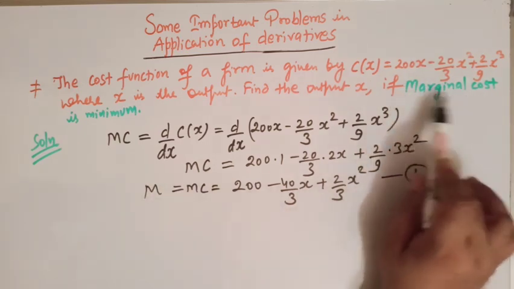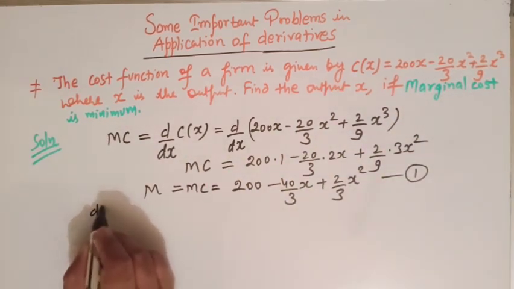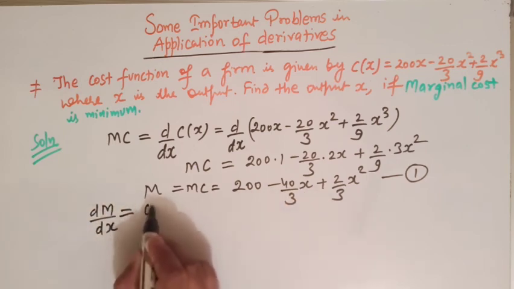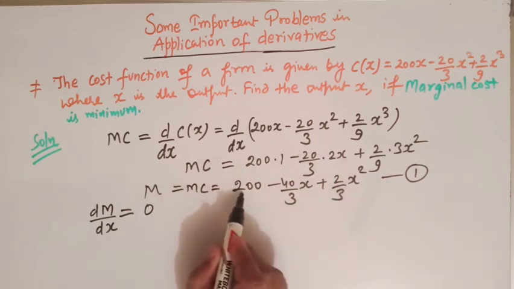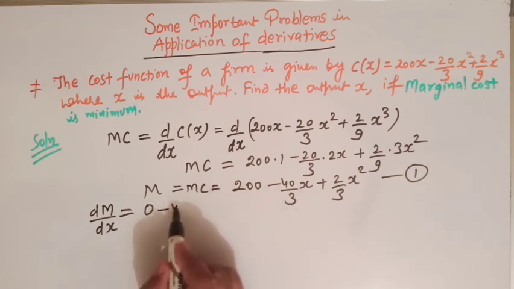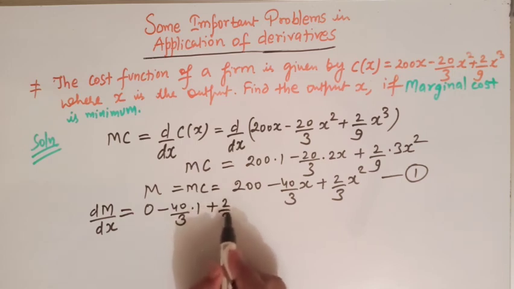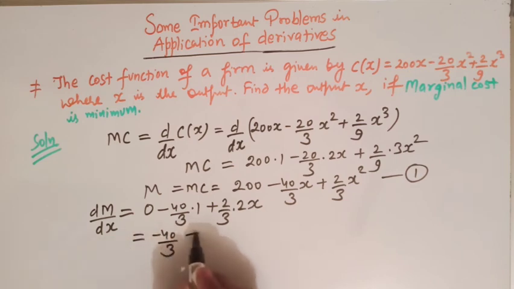Now we have to minimize this marginal cost. So what we will do, we'll find dm over dx. Now dm over dx is the derivative of this function. So the derivative of 200 is 0. We have minus 40 divided by 3 times 1, and then we have 2 by 3 times 2x, right? So this can be written as minus 40 over 3 plus 4 divided by 3 times x.